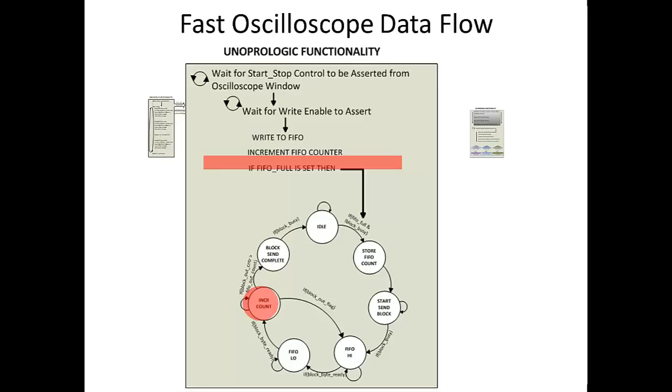If the statement is true, the state machine goes to the block send complete state. When the block busy signal deasserts, the state machine goes back into the idle state. The data flow waits in a loop for the FIFO full flag to assert and again start the process over again.